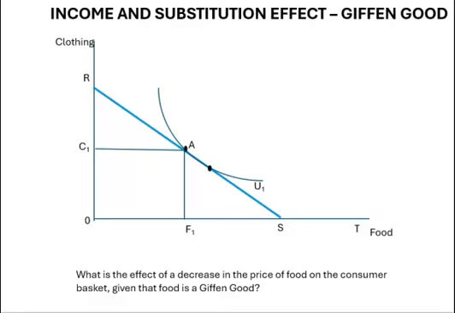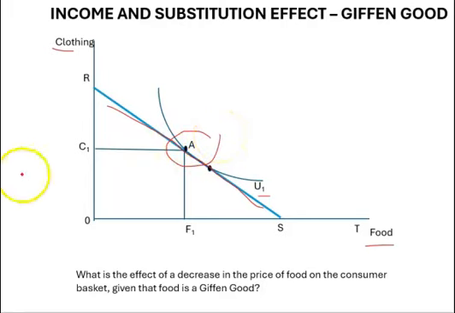We are continuing with the income and substitution effect, but this time we are looking at the Giffen good. That is, a good whose demand curve slopes upward. In this illustration, we are given two goods, clothing and food. We are also given the budget line RS, the indifference curve U1, and the consumer basket is at point A.